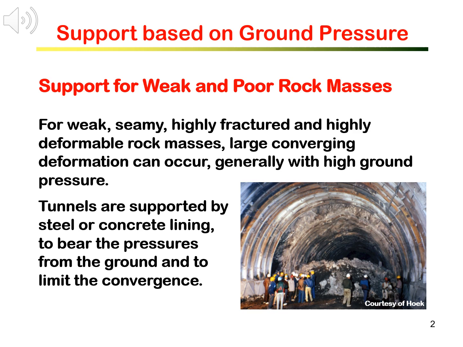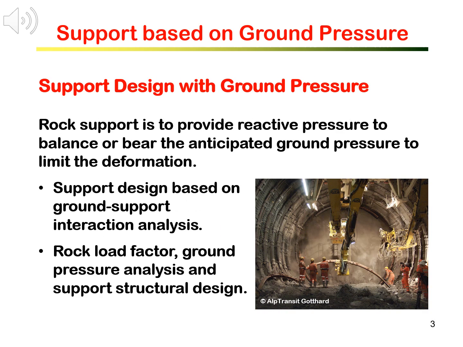Tunnels in weak and poor rocks are supported by steel ribs or concrete lining to bear the pressure from the ground. By balancing the ground pressure, convergence is controlled. Different from rock reinforcement, rock support in underground excavation is designed to provide reactive pressure to balance or bear the anticipated ground pressure. For example, concrete lining in weak and poor rock mass provides reactive pressure against the ground and stops the ground from further deformation. Therefore, support is designed to cope with and to balance the ground pressure.